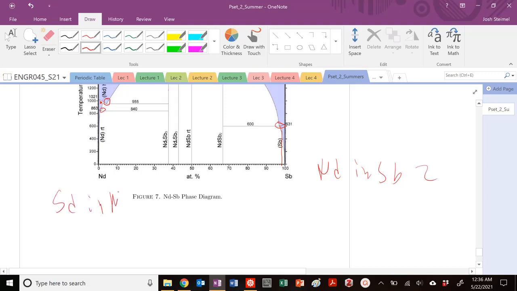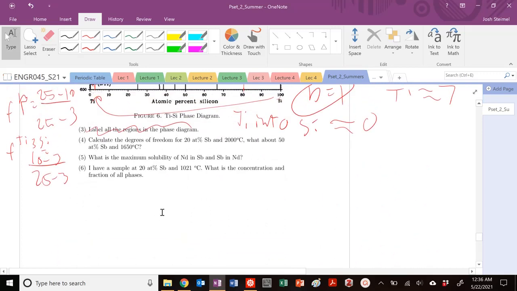Sb in Nd, or Sb, excuse me, Sb and Nd, it's probably about right here. Let's draw a little bit clearer. 1, 2, 3, probably about 4. So Sb has a little bit larger diffusivity than Nd, or interdiffusivity to be accurate.